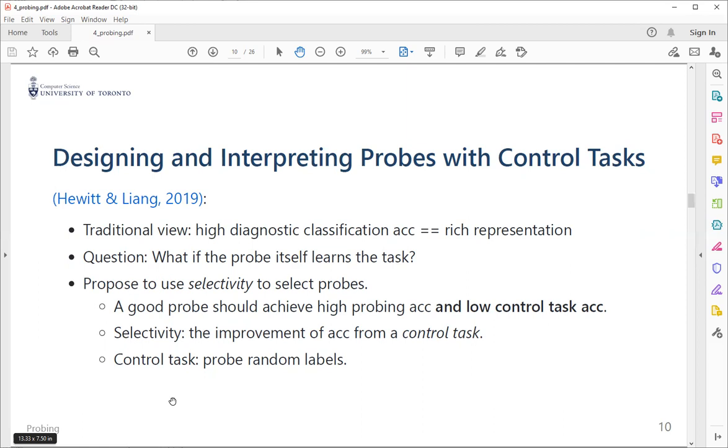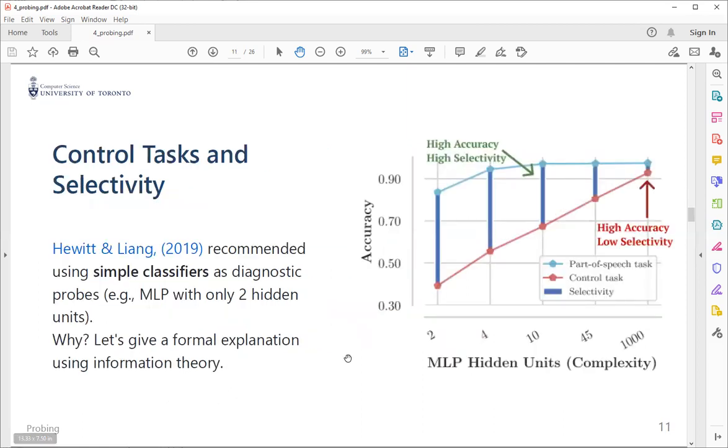So if a probe has high improvement from a control task, this means that the probe learns a lot from the useful information in the representations instead of just random information. And they found that as we are using more complicated multiple layer perceptrons, the neural network probes become so powerful that even if they are classifying the control task, aka random features, they can do very well, more than 90% accuracy.